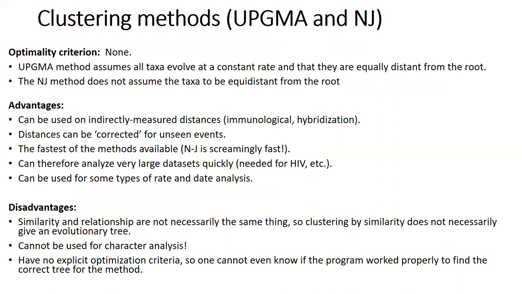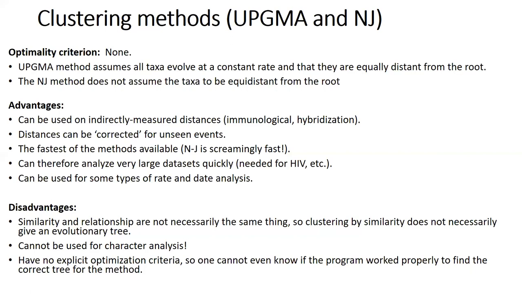So there are two methods, UPGMA and neighbor joining, which are called clustering methods. The basic assumption of the UPGMA method is that all taxa evolve at a constant rate and that they are equally distant from the root, implying that a molecular clock is in effect. I hope you have remembered the molecular clock concept. So the neighbor joining method, or NJ method, does not assume the taxa to be equidistant from the root. So this is the major difference between these two methods.